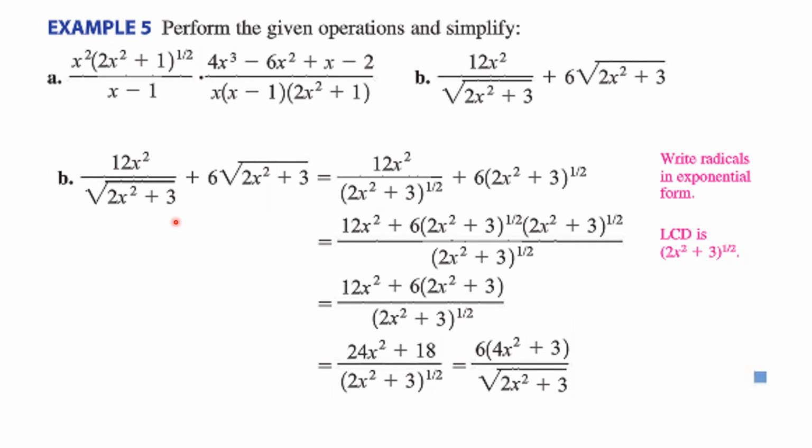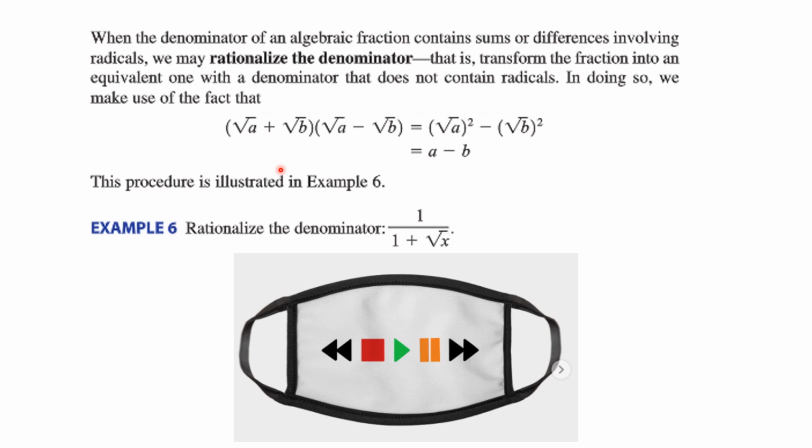In part B, we need a common denominator. This is going to be the common denominator. And think about this as being over 1. So here we're going to multiply top and bottom by the square root of 2x squared + 3. So we do that, getting this and this. And when we distribute and simplify, we get this. Again, we factor our answer just to make sure that nothing cancels.